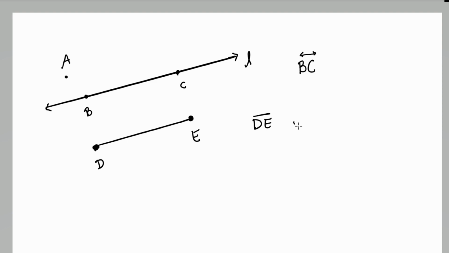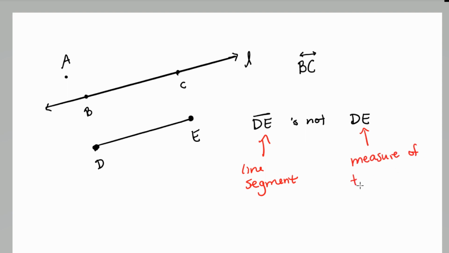Now understand that this is not the same as DE. Okay, so this is the actual line segment. But this is the measure of the line segment DE. In other words, it's the distance from D to E. So I want to make sure you understand how to properly write the notation for a line segment versus the measure versus just writing a line.